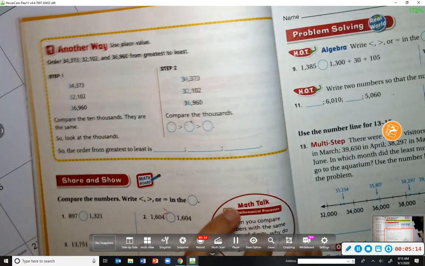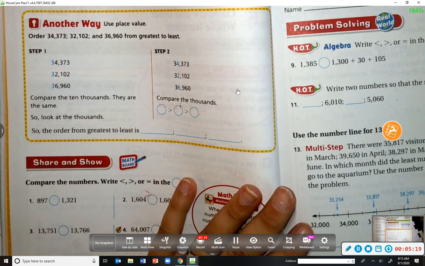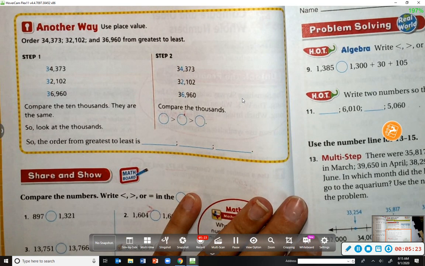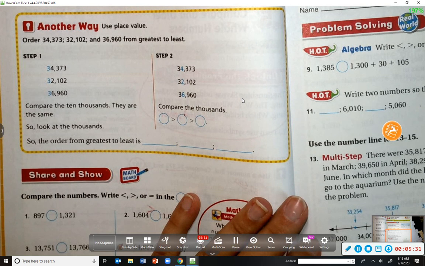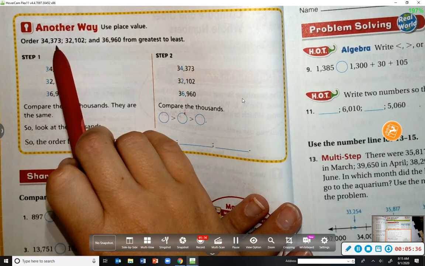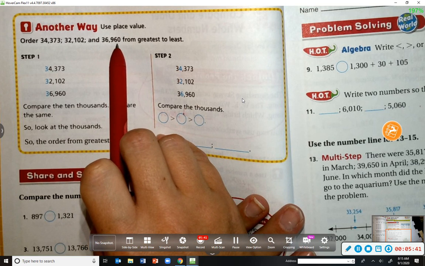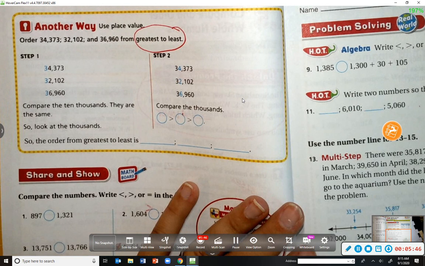Now in your book, we're going to go ahead and flip the page and look at a different way to compare. This would probably be the one you would use more often, and that's comparing each place value. So we want to use place value to line up the digits and see which one's the least and which one's the greatest. So our numbers that we're ordering, 34,373, 32,102, and 36,960, and we're ordering them from greatest to least.